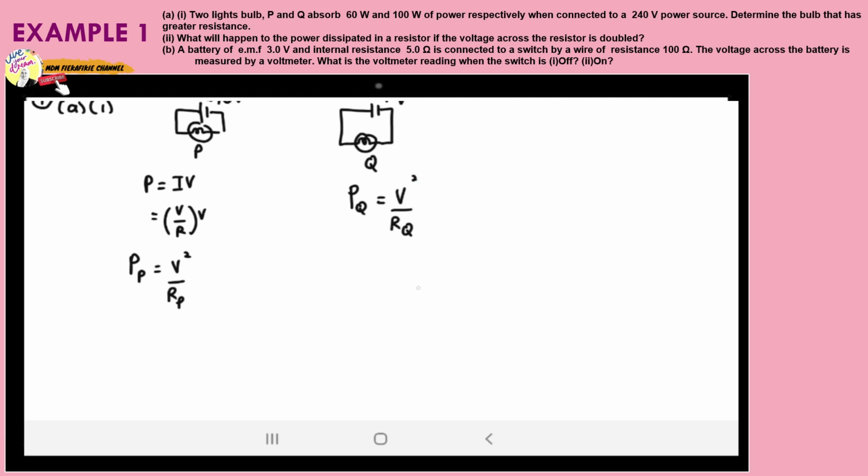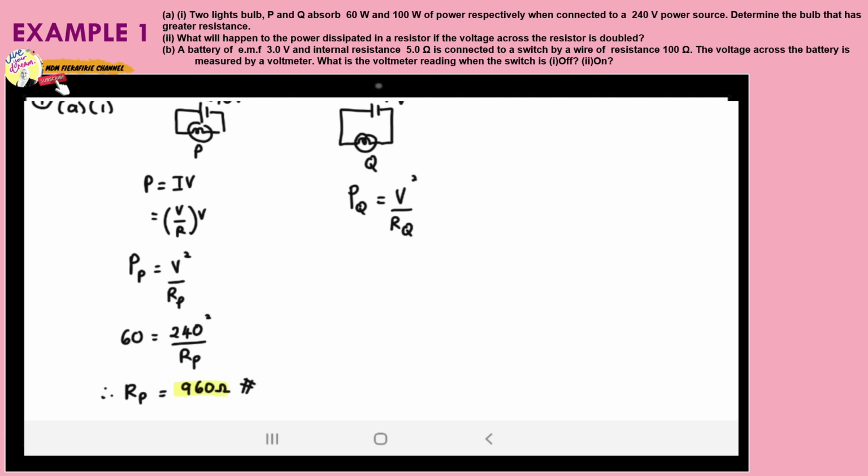Now we can substitute the value of the power absorbed by bulb P and the power absorbed by bulb Q. The power absorbed by these two bulbs is actually the power dissipated in bulb P and Q. So for P, the power is 60 watt, and the voltage supplied to the bulb is 240 volt, squared, over RP. Therefore, RP is equal to 960 ohm. So this is the answer.